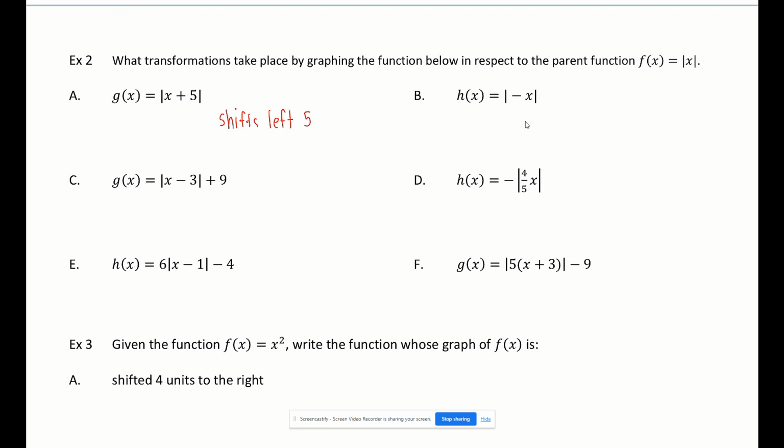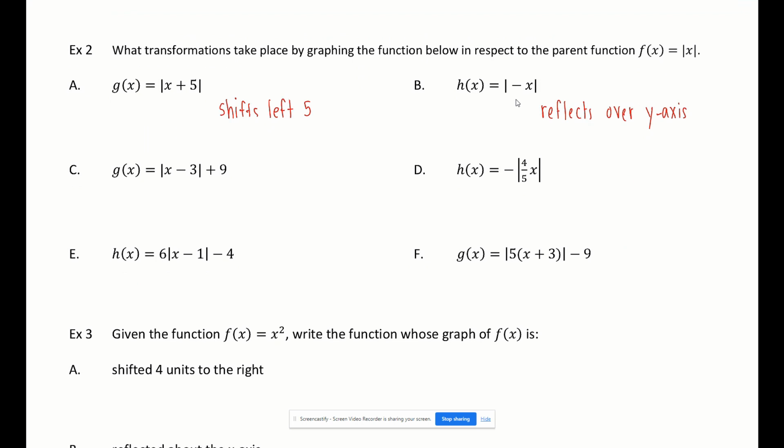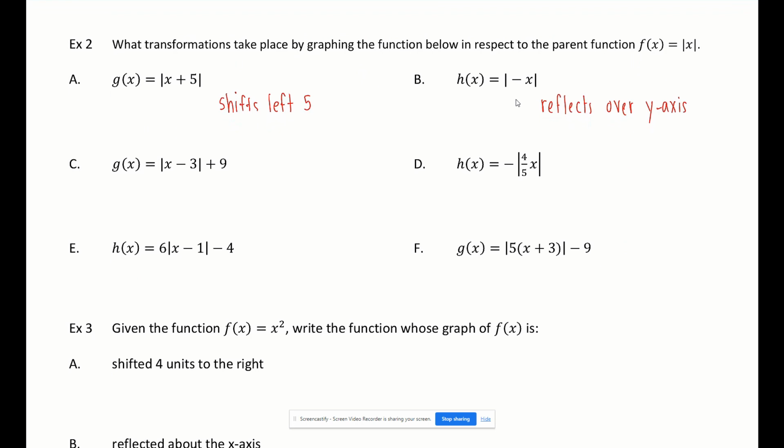Let's look at B. Okay, clearly, all I've added is this negative. Where? Inside. That's horizontal reflection. Think about it. Picture it. Horizontal reflection means that it reflects over this y-axis. So that's my answer. It reflects over the y-axis. If you said horizontal reflection, it's not wrong. It's just, I always describe what that horizontal reflection looks like. It reflects over the y-axis.